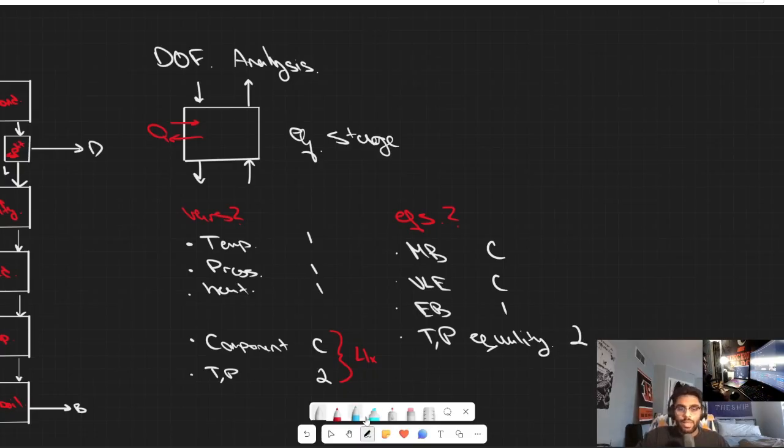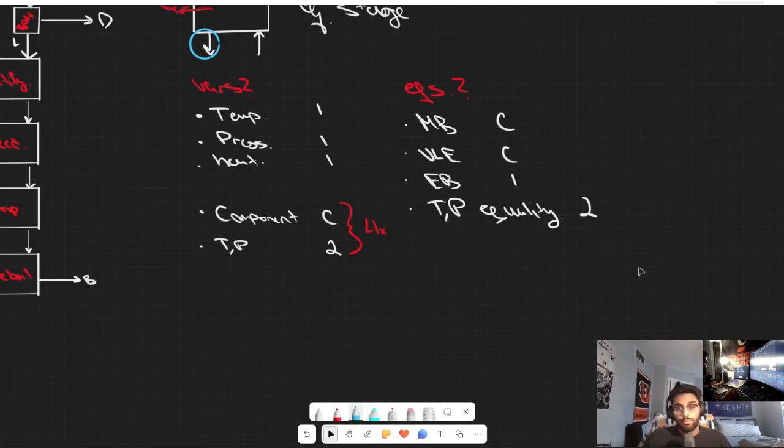And why would that be the case? Well, we're going to define a temperature and pressure of the stage itself. So when we look at these exiting streams, these temperatures will be equal to the temperature of our stage. So that is one equation for this exiting stream, one equation for this exiting stream. So you'll end up with two equations for your temperature and pressure equality.